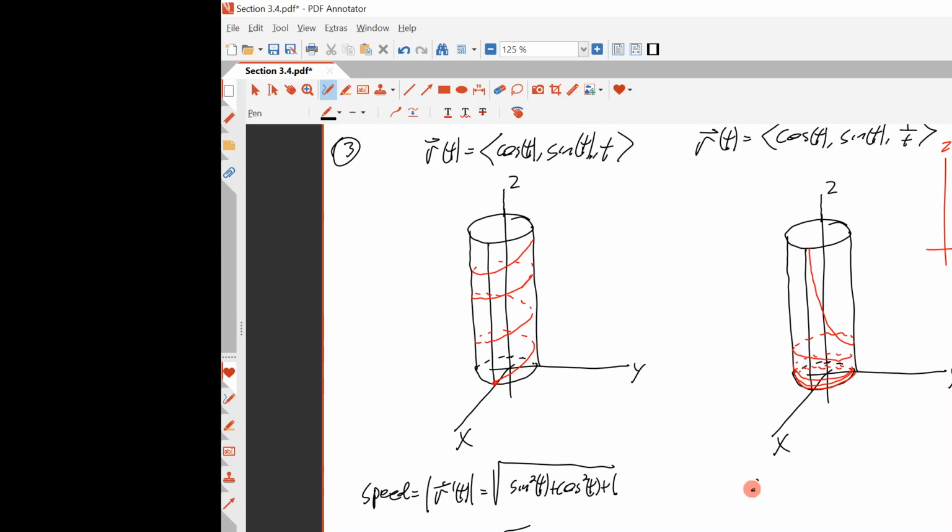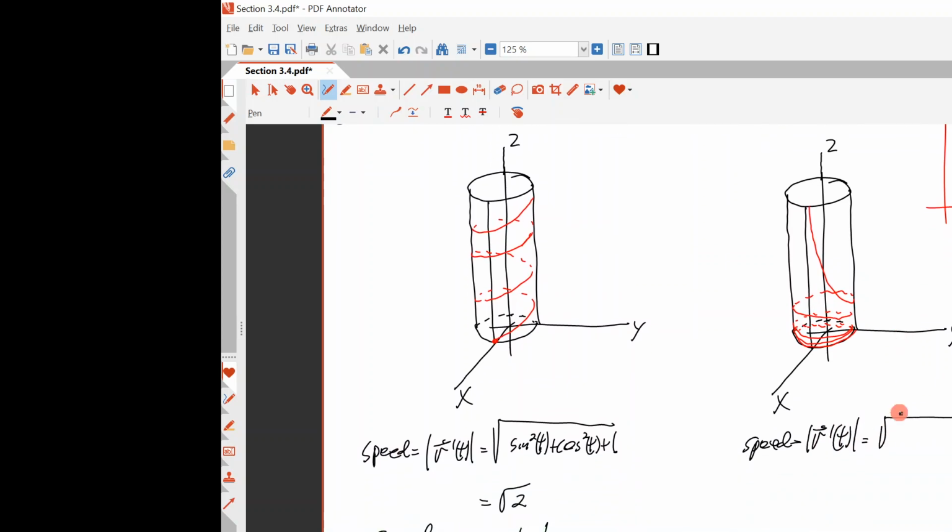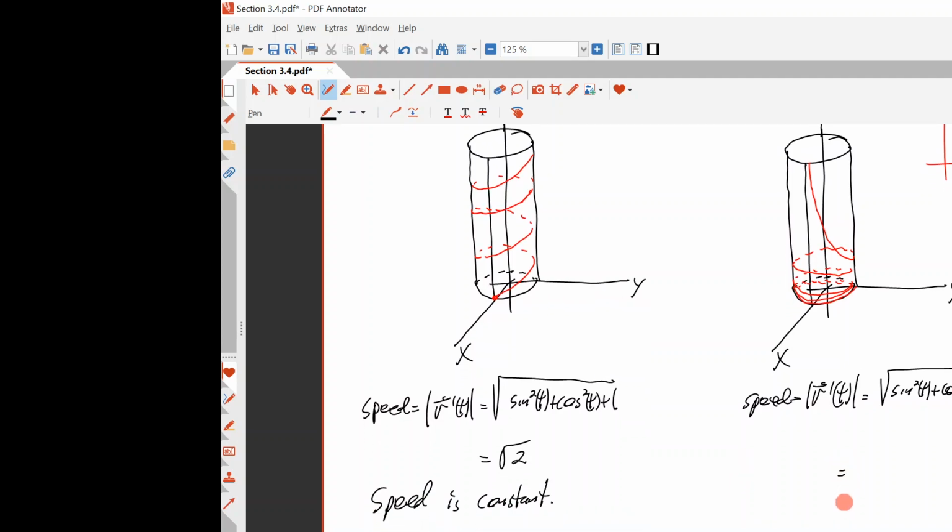But for this one, speed is equal to the length of r prime of t, which is sine squared t plus cosine squared t. Now, the derivative of 1 over t is minus 1 over t squared. So this is minus 1 over t squared, squared. So this is equal to 1 over t to the 4th.